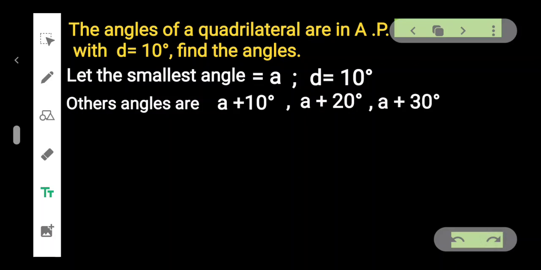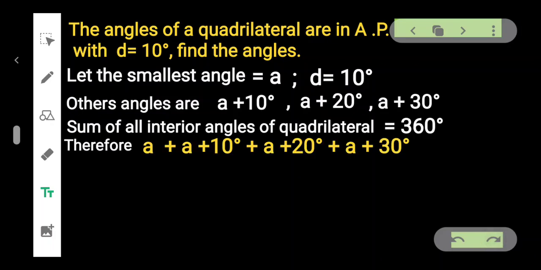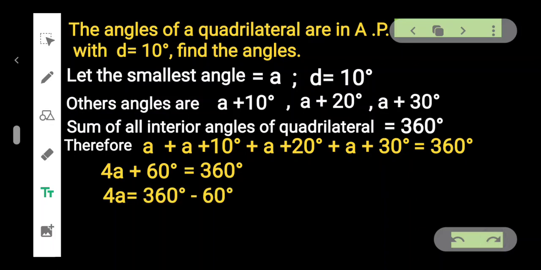Then increasing 10, A plus 30, and the sum of interior angles is 360, therefore A plus A plus 10 plus A plus 20 plus A plus 30 must be equal to 360. Therefore, 4A plus 60, adding all these, we get 360. 4A must be 360 minus 60, which means 300, and A must be 300 divided by 4, so A will be 75 degrees. Okay, the smallest angle is 75 degrees.